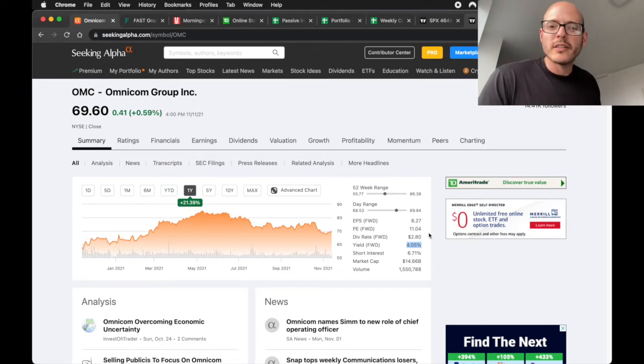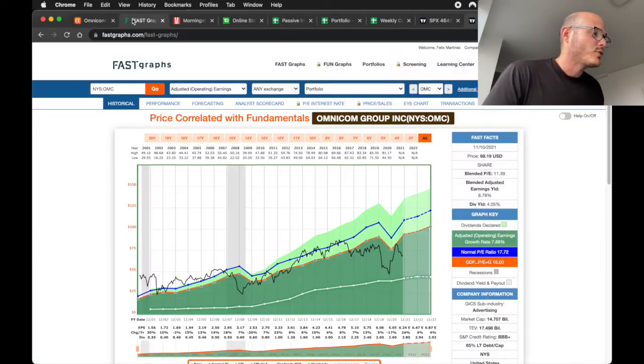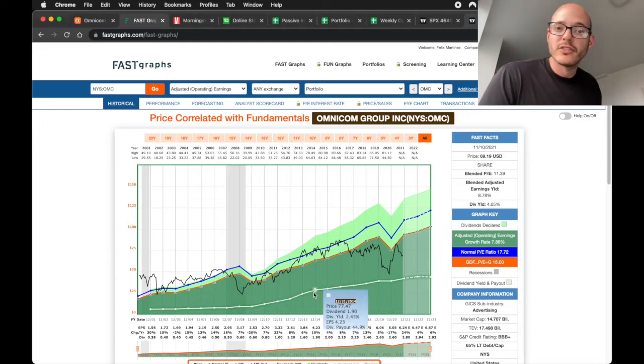Now we're going to determine the valuation with different metrics as well as the technical analysis of the stock. So let's go look at FAST Graphs. You can see here Omnicom Group has some years where they had earnings drop. For example, in 2008, 2009, earnings dropped 20% from 317 to 253. And in 2020, the COVID year, it dropped from 606 to 505, which represents almost 20%, a 17% drop.